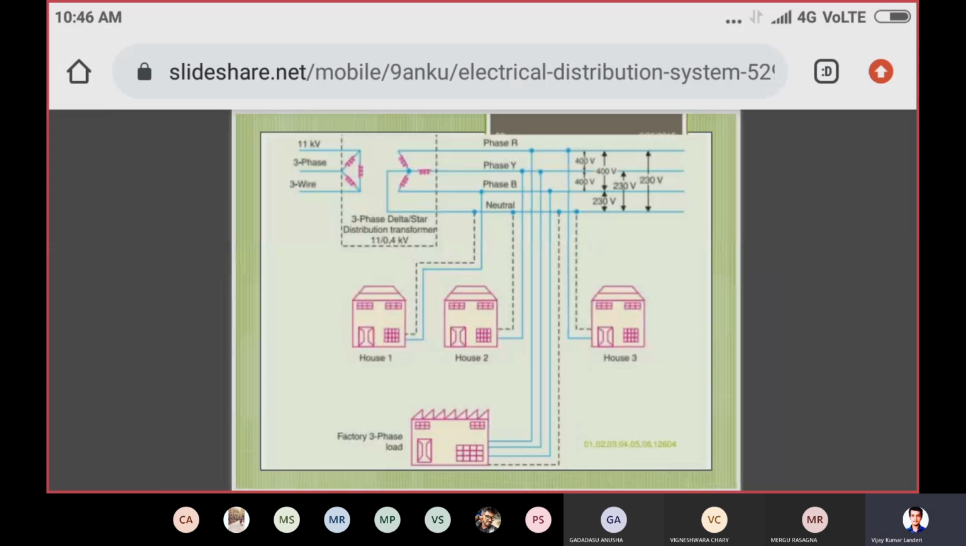In the diagram, you can find the secondary distribution system. The electrical power is being given from the distribution system to the houses. That part of the system we are calling the secondary distribution system.